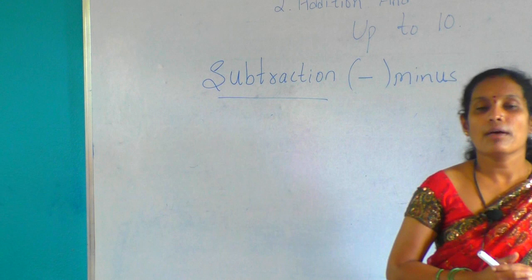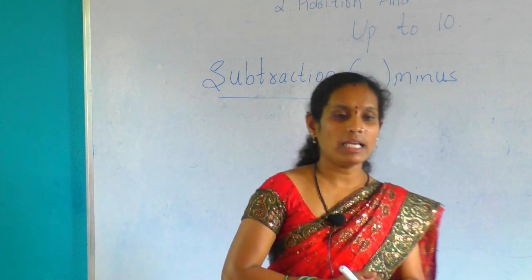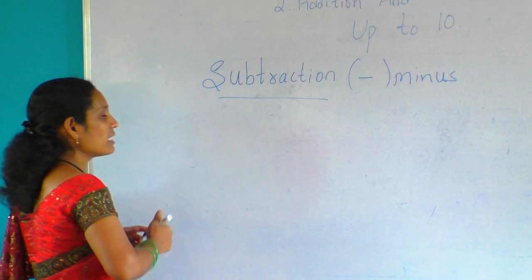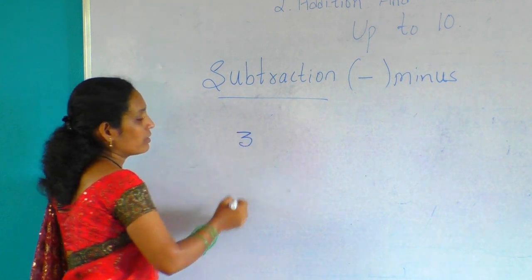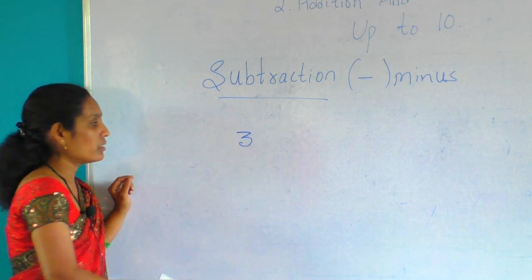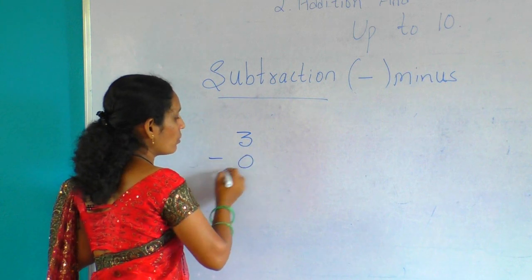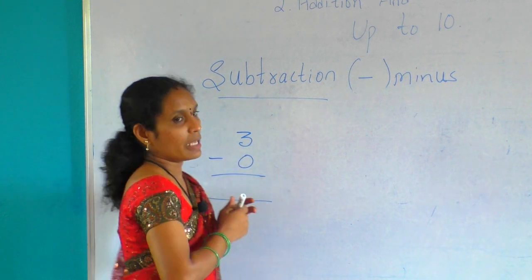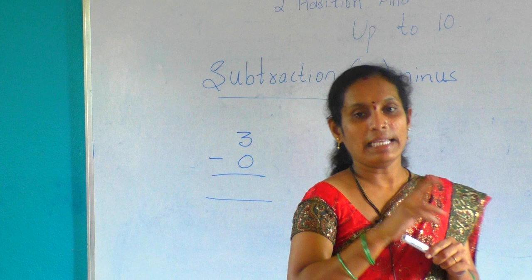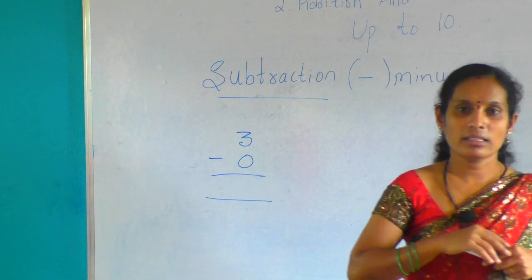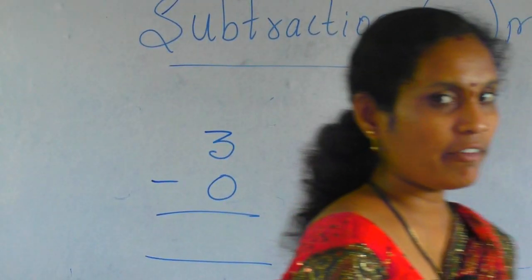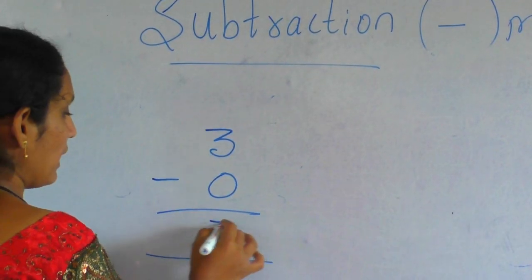Next, subtracting 0 from the given number. If the given number is 3, 3 minus 0. Say, if your mummy gives 3 chocolates to you, but you are not eating, you are keeping them in a bag. Then how many are left? The answer is 3.